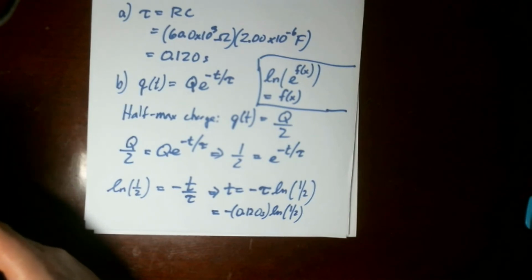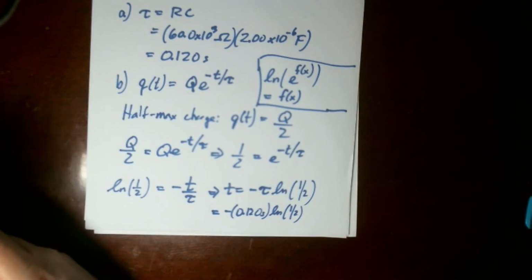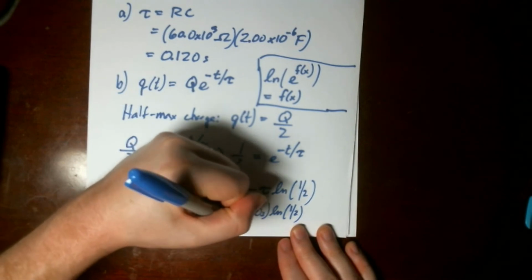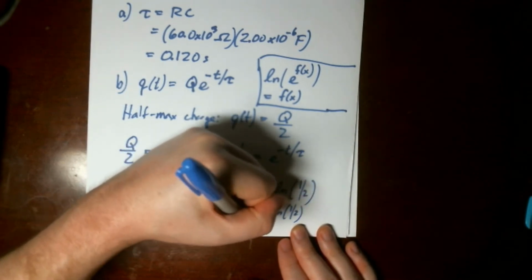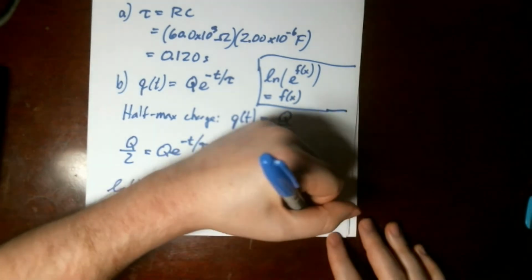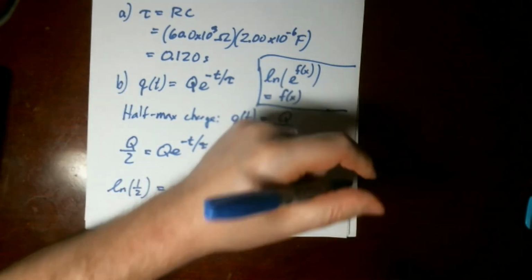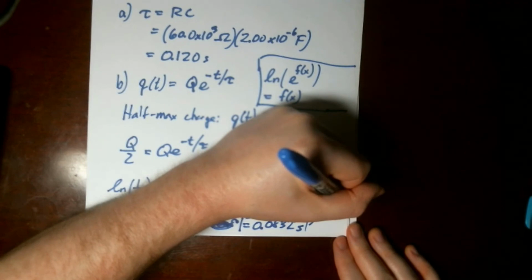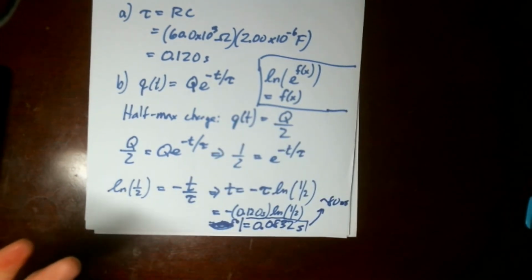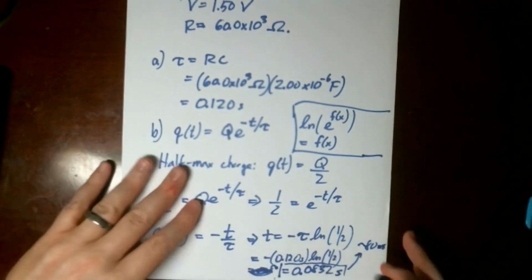So negative 0.120 times the natural log of 1/2 gives us 0.0832 seconds. So it takes 0.0832 seconds, or about 80 milliseconds, for the capacitor to discharge half its charge. Turns out that capacitors with small time constants discharge their charge pretty quickly.